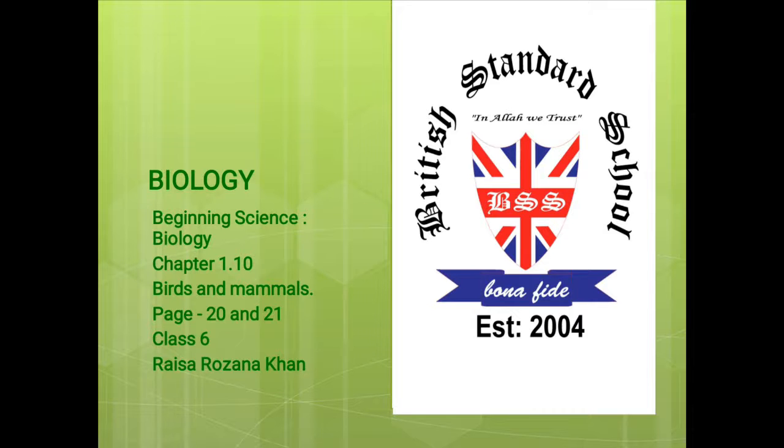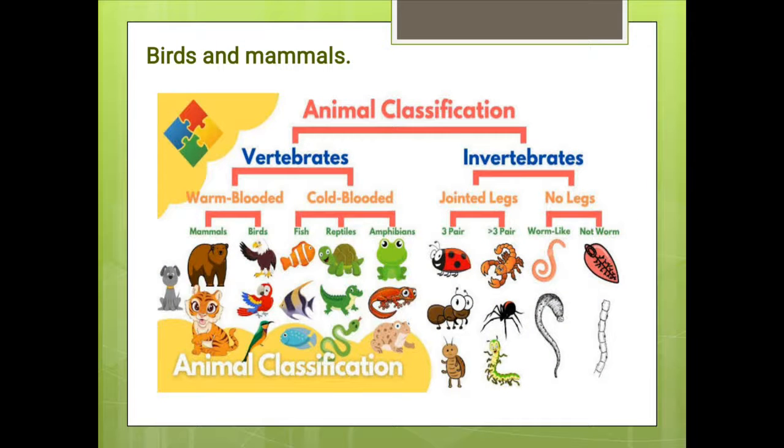I am Raisa Rozana Khan, your biology ma'am, and in today's video we are going to learn about birds and mammals, which is the fourth chapter of your syllabus, chapter 1.10, page 20 and 21 from your book. Before jumping into the chapter, let me just give you guys a quick flashback. Remember, in the first chapter we learned about living things. Then gradually we got to know about the types, which includes plants, animals and protists, right? So here in this chapter we are going to discuss the warm-blooded animals, which includes birds and mammals.